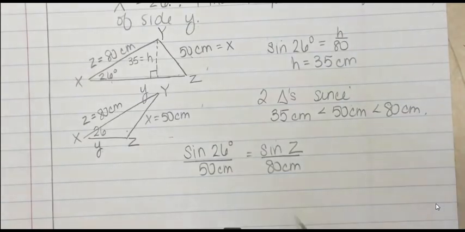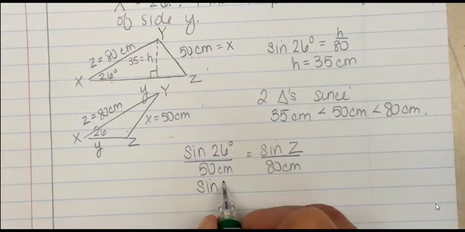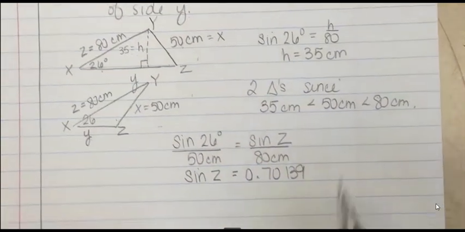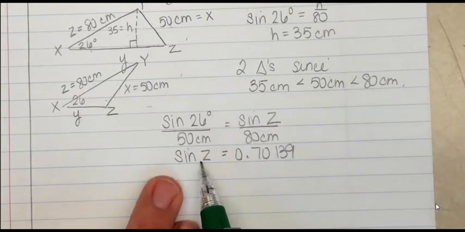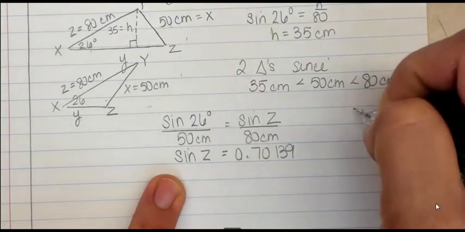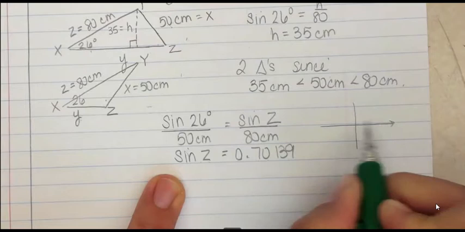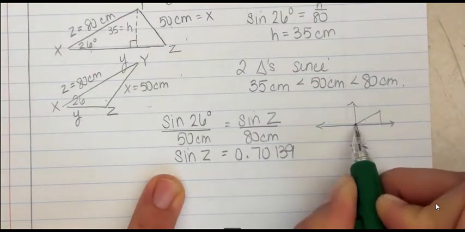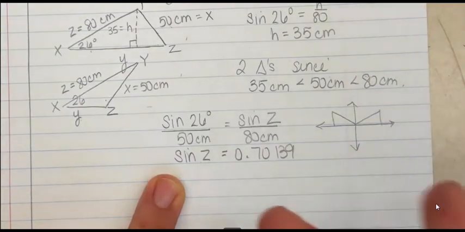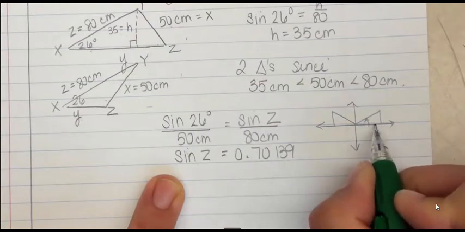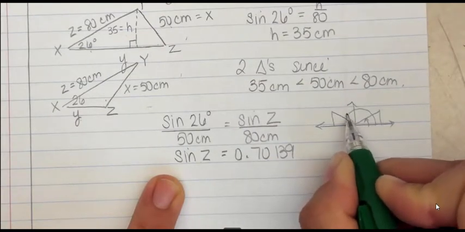Doing the math on that, I get the sine of Z is equal to 0.70139. Now, think about the sine of this angle. The sine of this angle is 0.7, so this is a positive sine. Thinking about where my positive sines are, they're either in this quadrant or in this quadrant. So this is why I have two possible angles here, right? One of them is going to be my initial angle, and the other one is going to be 180 minus that reference angle.